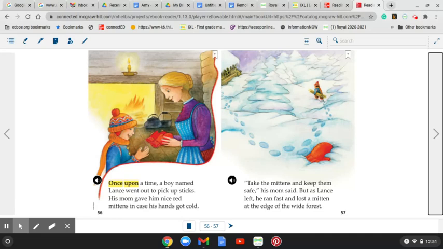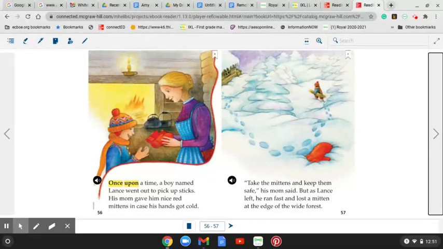I see two of our yellow words for this week, two words that we always see in fairy tales and folk tales. The first word is once. Can you put your finger on that and spell that with me? O-N-C-E. Very good. Now, let's find the word upon. Put your finger on that and let's spell that word. U-P-O-N. Great job. Those are two words that we will see at the beginning of most folk tales and fairy tales.